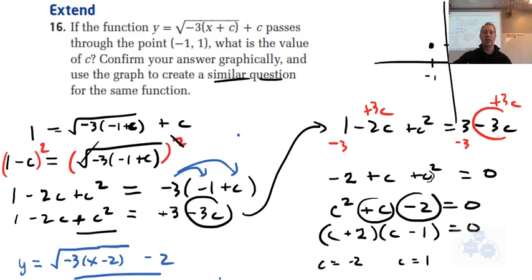Number 16. Any final thoughts on that? Any questions about that?